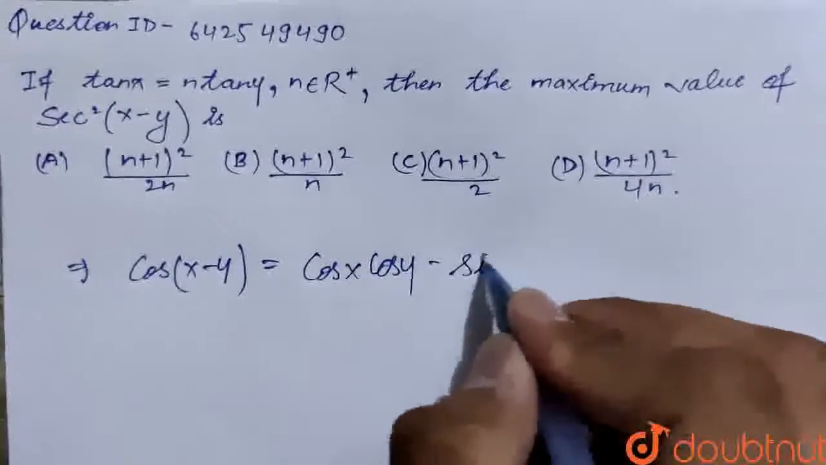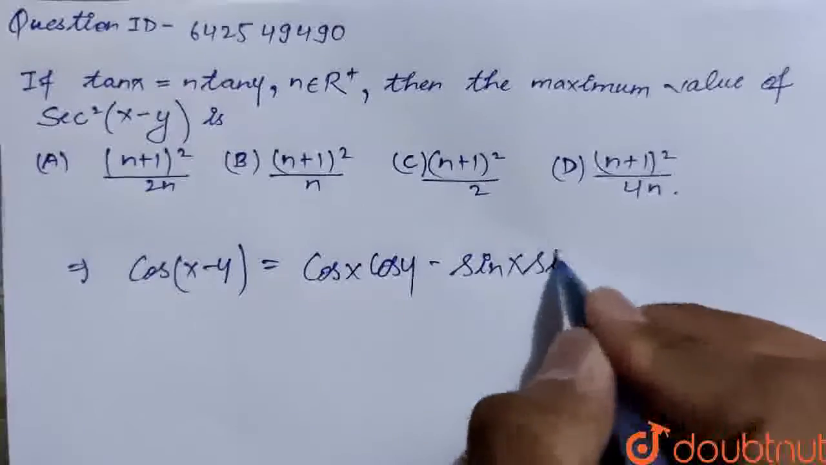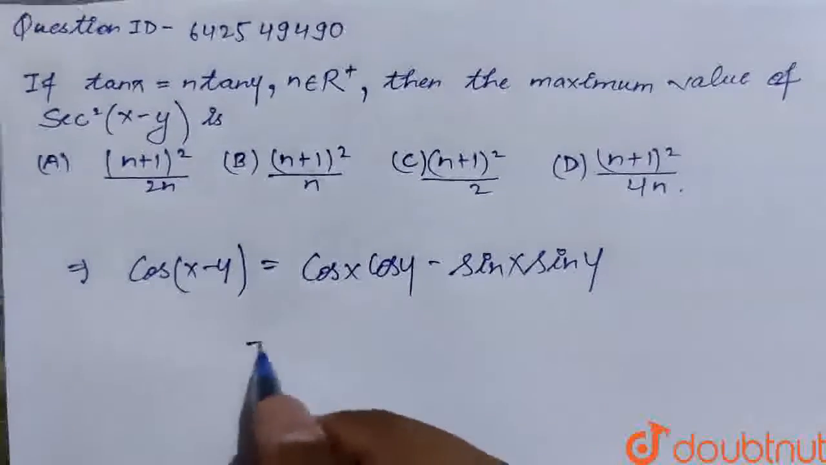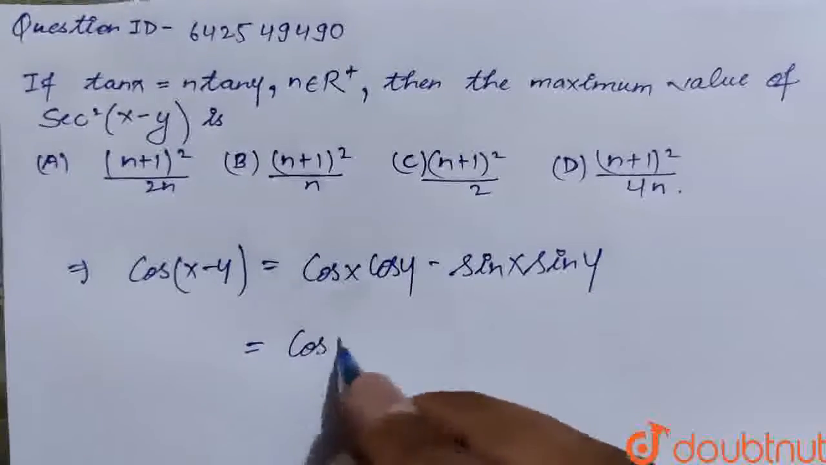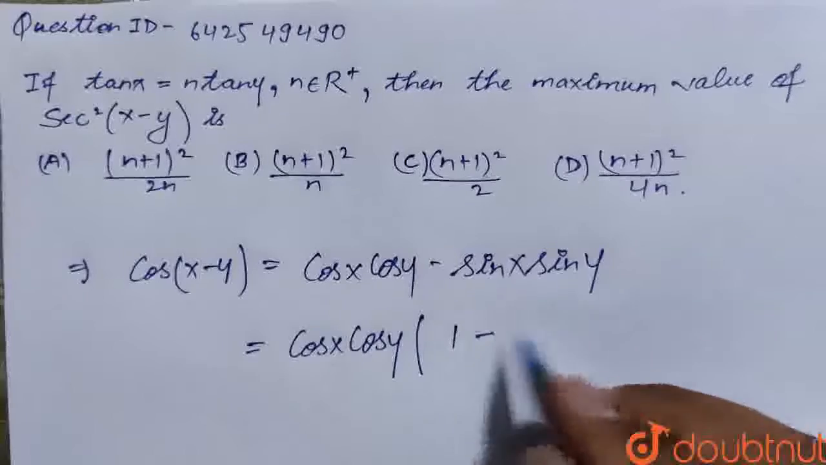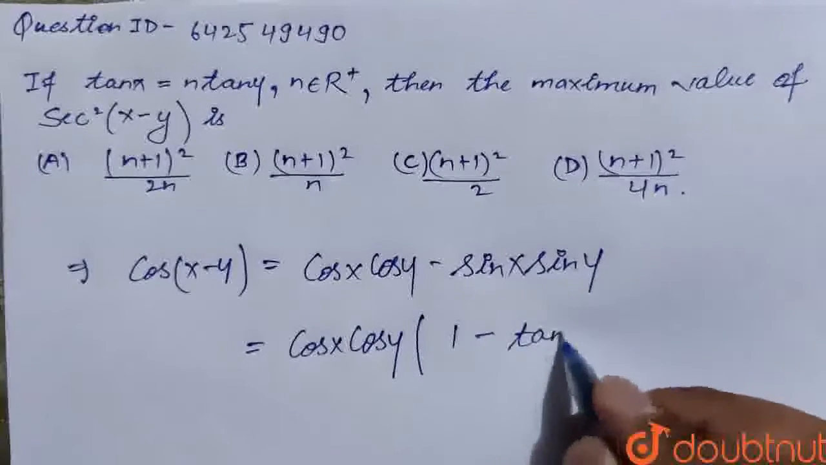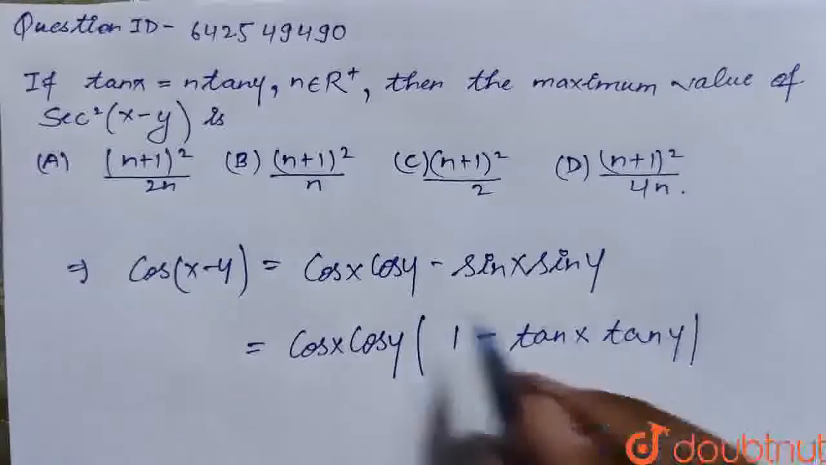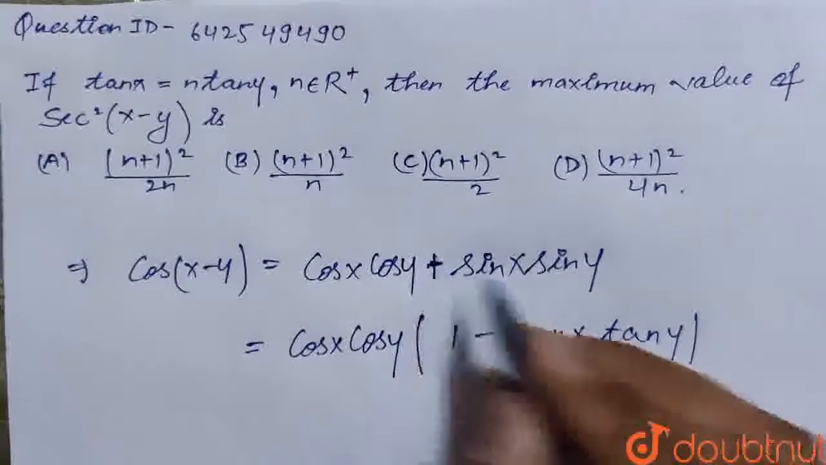minus sin x sin y, which is our trigonometric identity. So here, by taking cos x cos y as a common factor, we get 1 minus tan x tan y. Sorry, here it will be a plus sign.